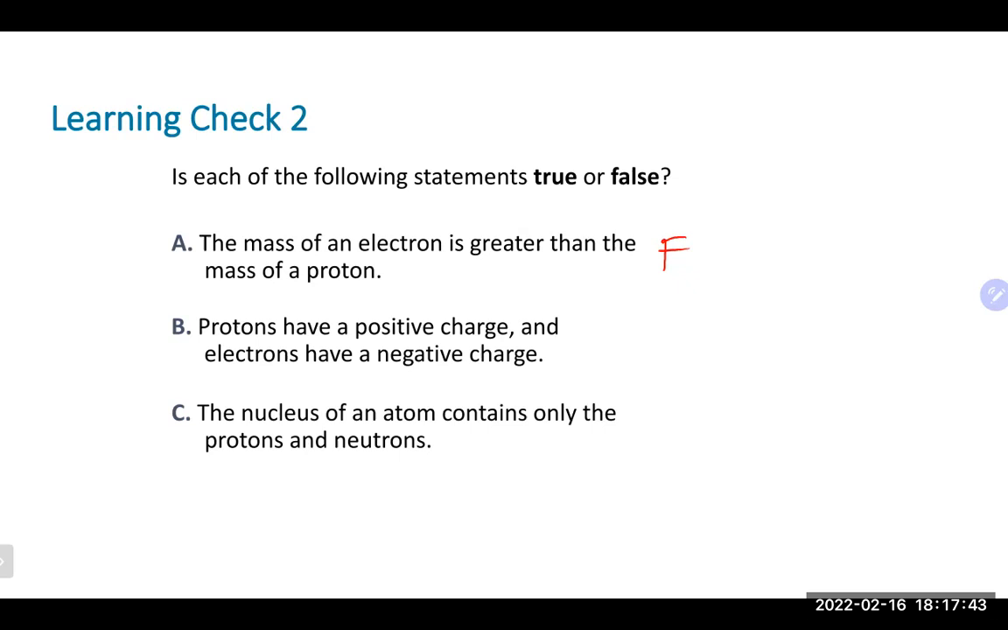Protons have positive charge and electrons have negative charge. That is both answers. So we'll go with true on that one. Protons are positive, electrons are negative, right? So that is true. And the nucleus of an atom contains only the protons and neutrons. That is also true. Again, that's where they are housed within the atom. Any question on any of those there?